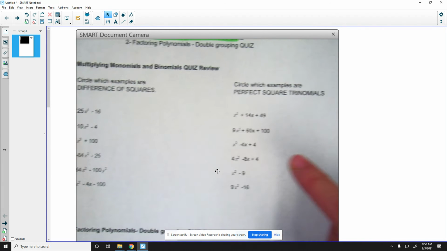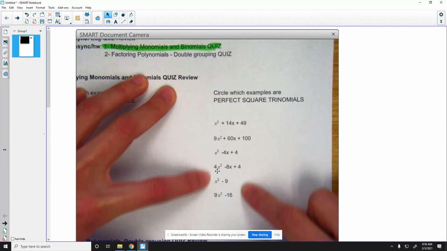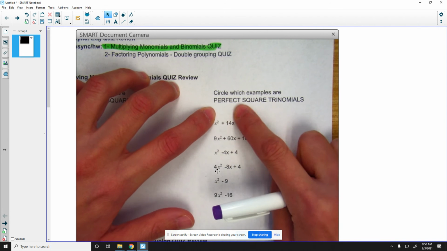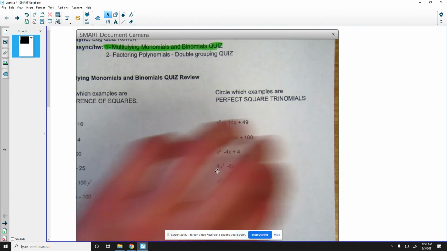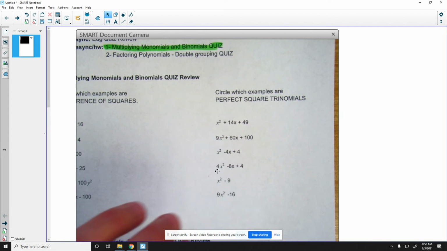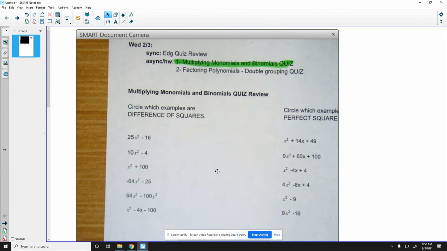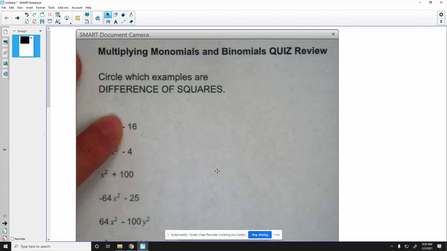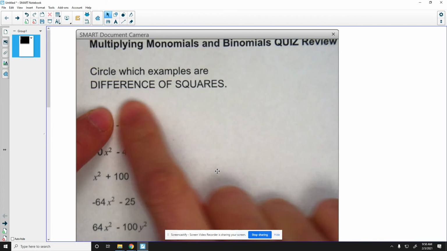And then another question you might see is like you have a bunch of examples and you're going to have to say yes or no. Is this an example of perfect square trinomials? So some of you might be like, what? I have no idea what she's talking about right now. What is difference of squares? So let's do that, okay? So let's do this one first, difference of squares.